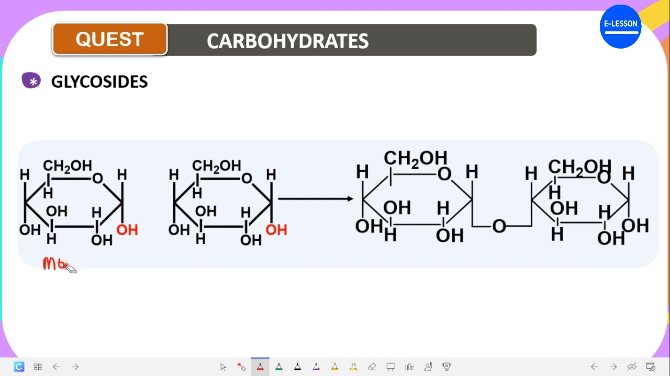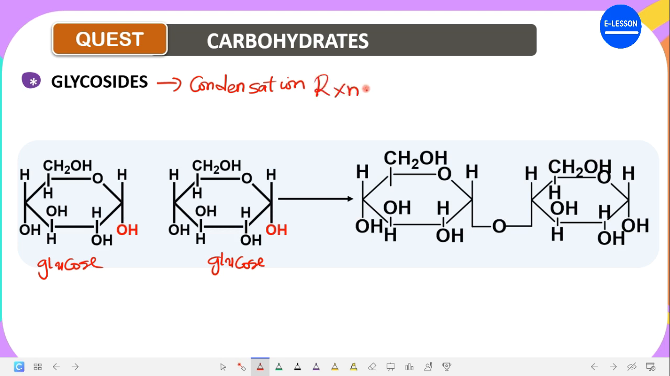This is a monosaccharide. Let's give the name of this monosaccharide. This is glucose. It reacts with the alcohol group of another monosaccharide, which in this case is glucose, to eliminate water, forming a bridge of oxygen in between them. Now, this kind of reaction in organic chemistry is called a condensation reaction.